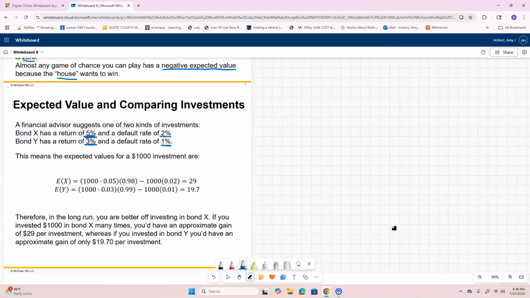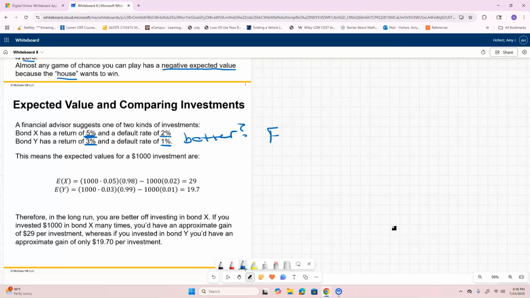So you might be like, well, it's hard for me to tell which is better. I don't get as much back on bond Y, but I'm less likely to default. Bond X, I get a better return, but I'm more likely to default. So how do I know which is better? Which one of these is better? It's hard to tell at first glance. So if we calculate the expected values, we can compare them.